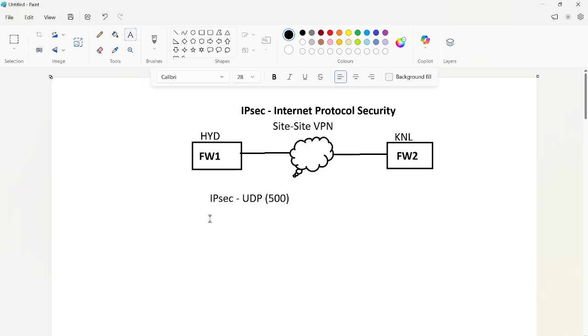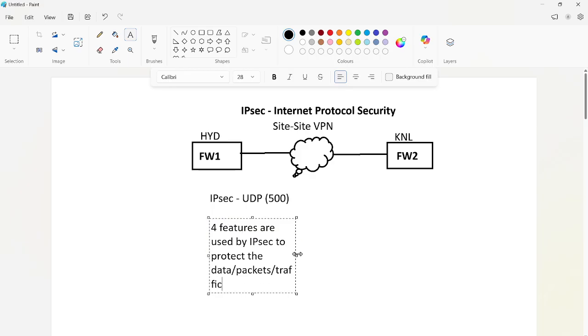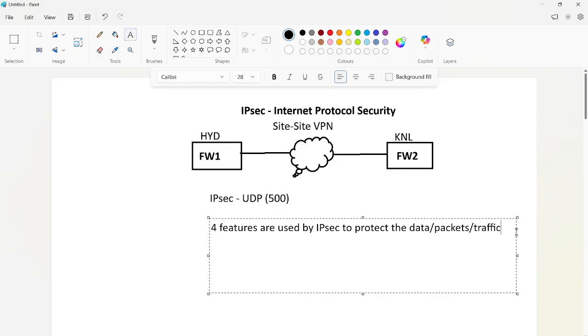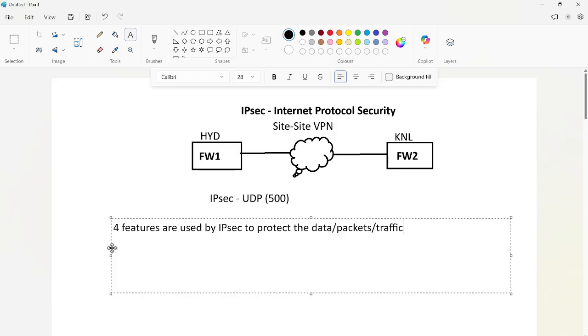Now, how IPsec is going to provide security to your data: there are four essential features. These four features are used by IPsec to protect your data, or packets, or we can call it traffic. So what are those four features? The first one is confidentiality.